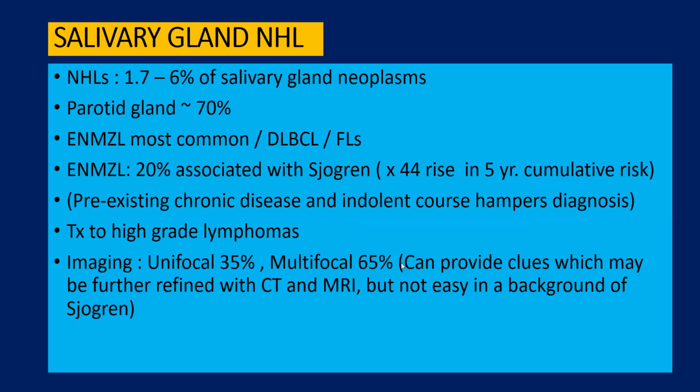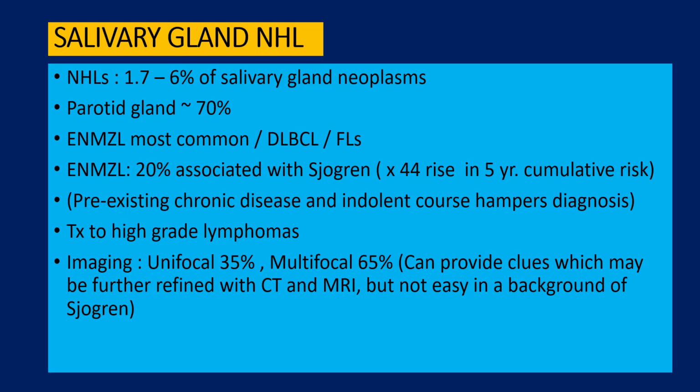In the salivary gland, non-Hodgkin's lymphoma may account for up to 6% of salivary gland neoplasms, mind you. The parotid gland is involved in almost 70% of the cases. The most common, unfortunately for cytopathologists, is the extranodal marginal zone lymphomas, followed by DLBCL, diffuse large B-cell lymphoma, followed by follicular lymphomas.